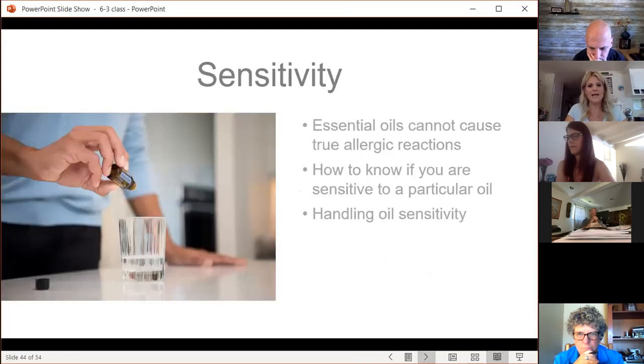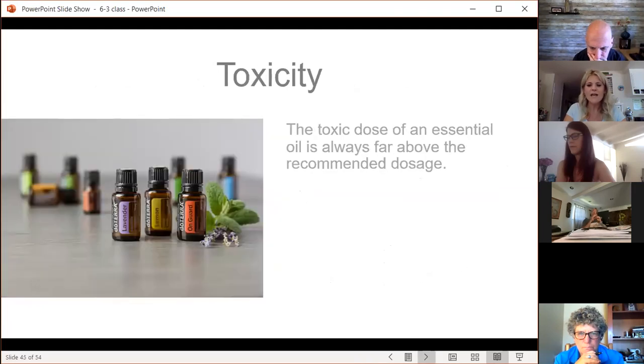So like I mentioned, essential oils cannot cause true allergic reactions because we are separating those proteins out of the essential oil itself. Know if you have a sensitivity to any particular essential oil, and then also to handling your essential oils, making sure that you're really thoughtful about what essential oils you're touching and things of that sort, washing your hands and doing the proper method of application.